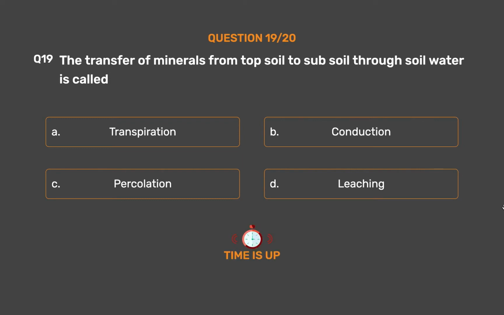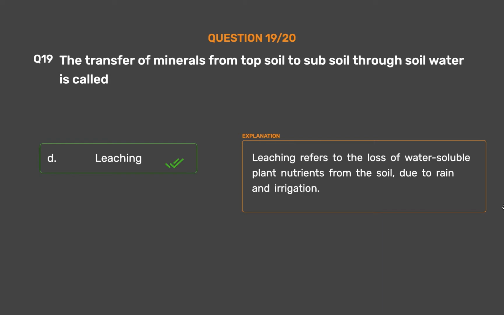The correct answer is option D. Leaching. Leaching refers to the loss of water-soluble plant nutrients from the soil due to rain and irrigation.